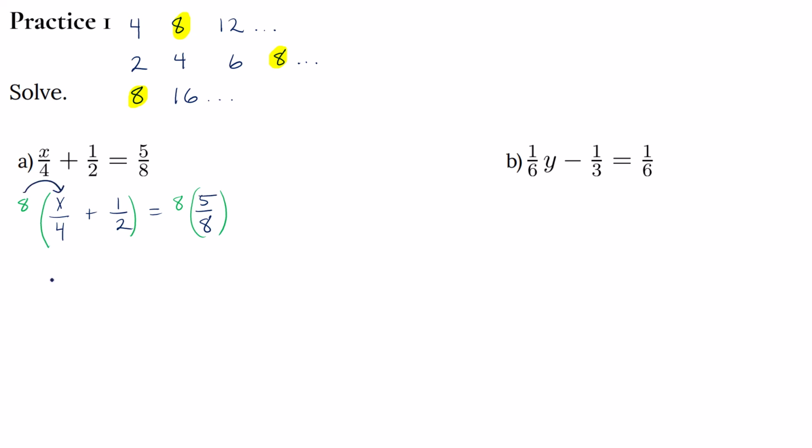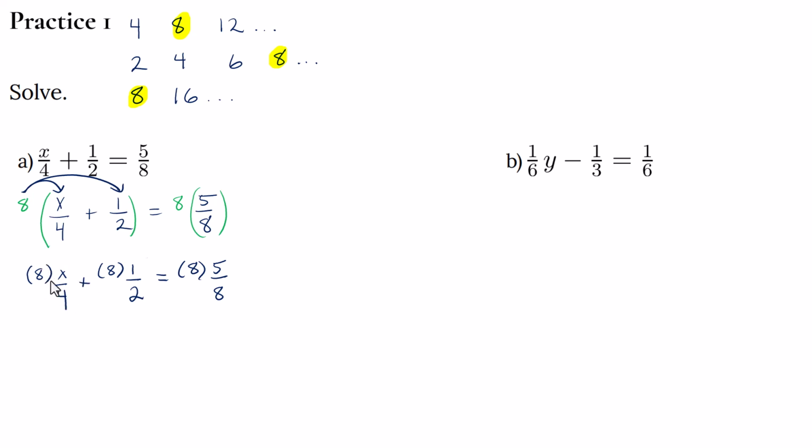So 8 multiplied by x over 4, I'm actually going to write it like this, 8 multiplied by x over 4. Then we have 8 multiplied by 1/2, so I'll write it like this, plus 8 multiplied by 1/2, and then that's equal to 8 multiplied by this 5 over 8. So you'll see essentially we have each of the fractions or each of the terms multiplied by that 8, that LCD. In the next step, you'll see how multiplying by the LCD allows us to get rid of the denominators.